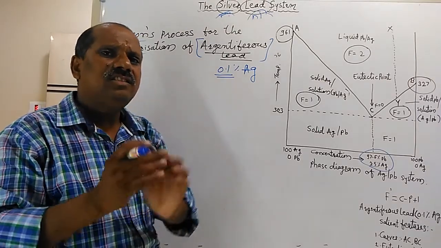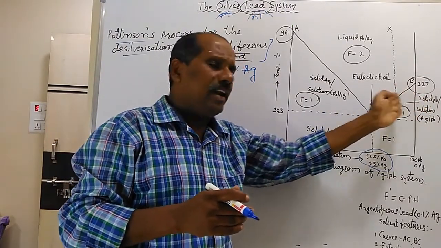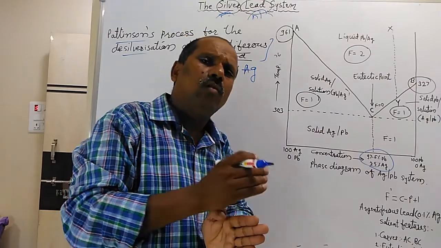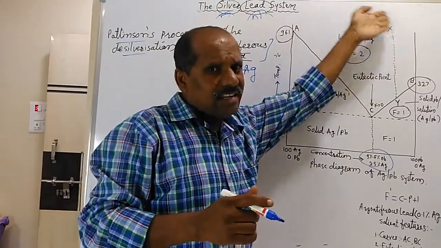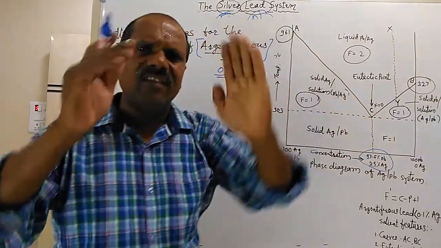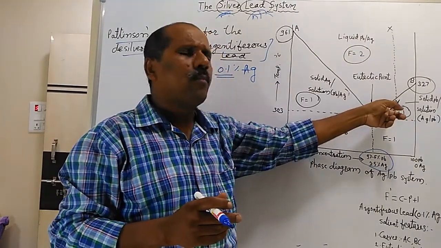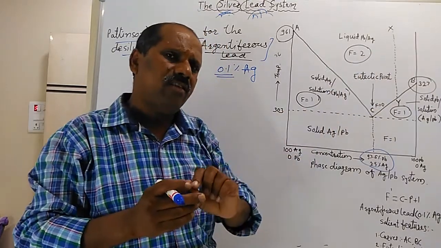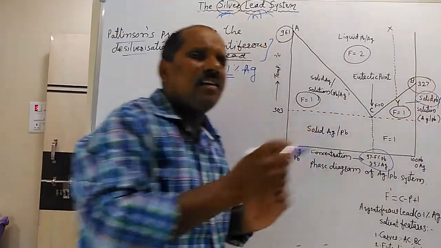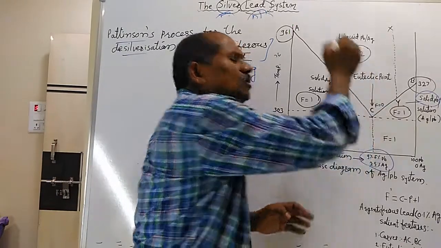Solid lead starts to separate, removed with the help of ladles. The lead goes on separating as solid, and the argentiferous lead remaining behind contains a higher concentration of silver. Means the argentiferous lead is heated well above the melting point, a liquid is formed, and that liquid is allowed to cool along XY. Whenever the point Y is reached on the curve BC, separation of solid PB is started. More and more solid PB or lead is separated along Y to C.